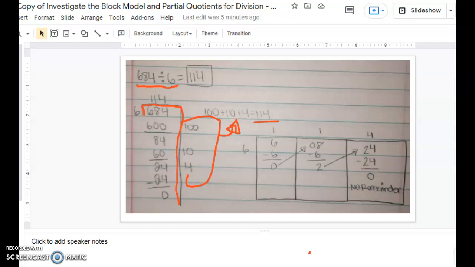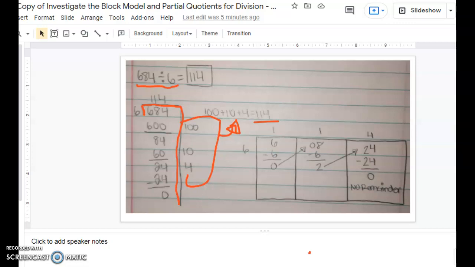So we look at 8. 6 goes into 8 one time. So we take 6 times 1 is 6. Take away 6 from 8 gives us 2. So this 2 goes over. And it's not just 2, right? Here we're talking about tens. So if we're carrying 2 over, it's actually going to be 2 tens.